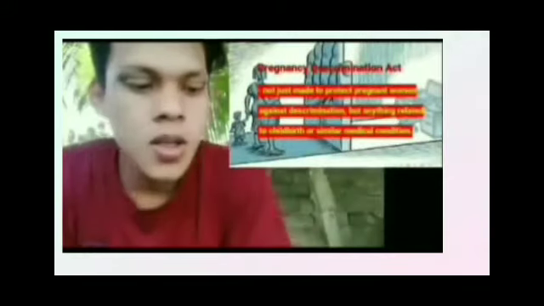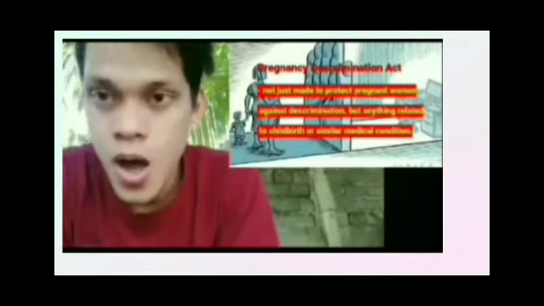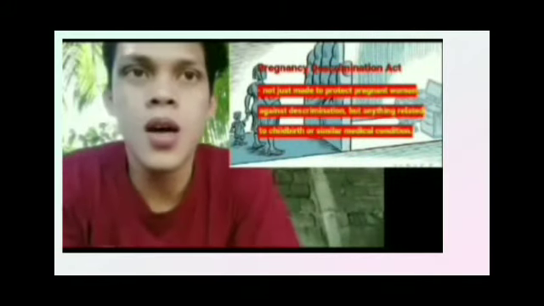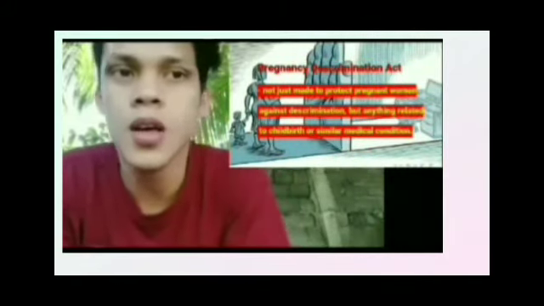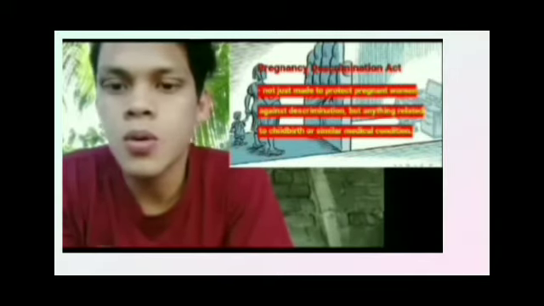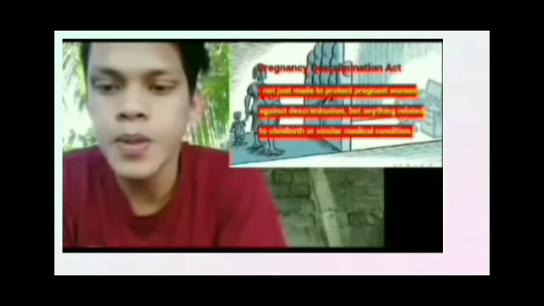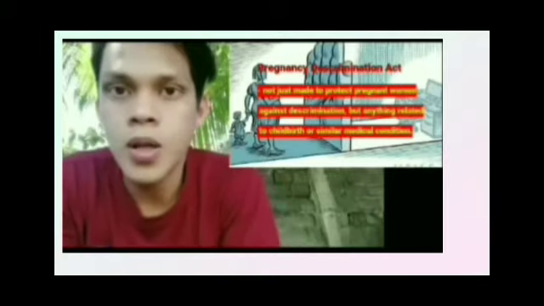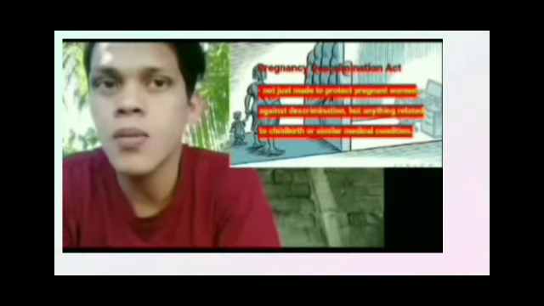The next law is the Pregnancy Discrimination Act of 1978. In this act, this is the law that was made to protect pregnant women.